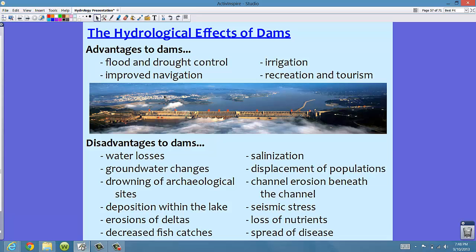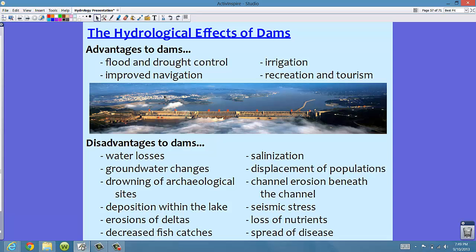Deposition within the lake. There's a different source of water that's happening when we put dams up. We're changing the way that the hydrology works in certain areas. So we get a lot of deposition or erosion of deltas that naturally would not happen. Decreased fish catches. Now, if we're stopping water, we're also stopping the natural flow of fish from one side to the other. So fish catches in certain areas will also be affected.